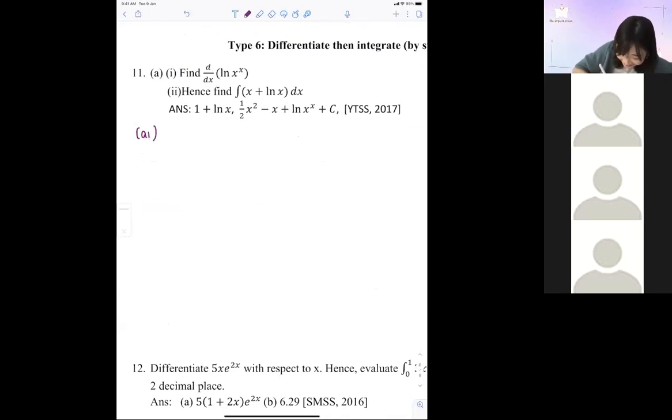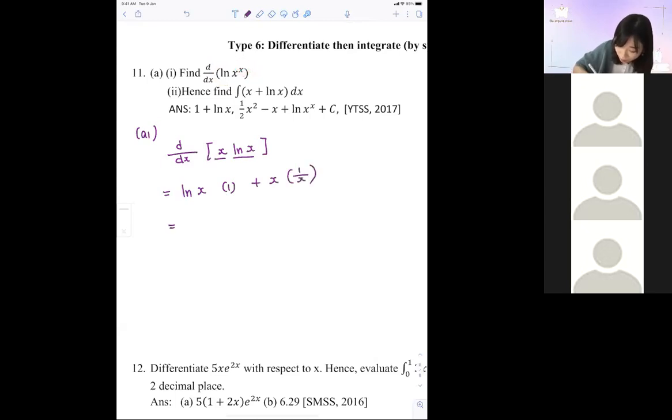The key is you need to bring the power down. Every time when they ask you to differentiate ln, the key is to bring the power down. The power can be half if it's square root. The power can be a cube. Anything as long as there's a power you bring down. And this is your product rule, method 3. X term times X term. So copy the back, differentiate the front, plus copy the front, differentiate the back. You will have ln X plus 1.